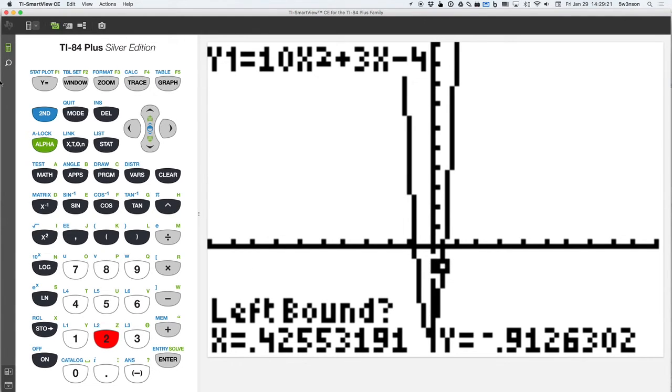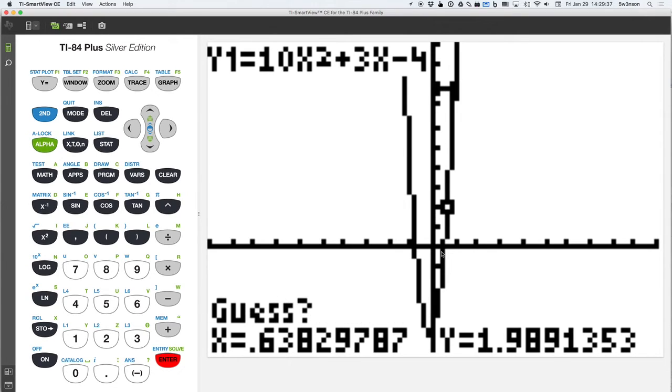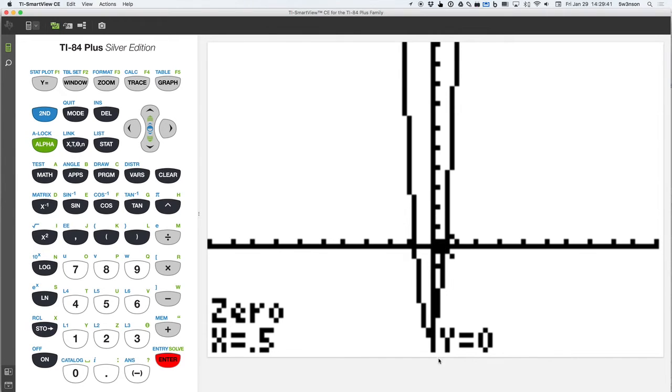Now, down here it says, go ahead and find what's the left bound, and then it's going to ask me for the right bound. So left of this point right here is going to be where I am, and for the right bound, I'm just going to go somewhere to the right of it, and then it asks me to make a guess, and it actually doesn't matter if I just hit enter again. I'll actually get it. Now notice where it says, 0.5 is one of my solutions.